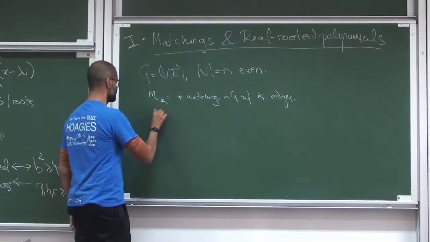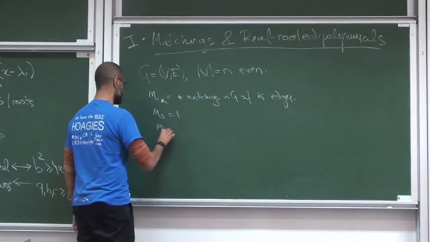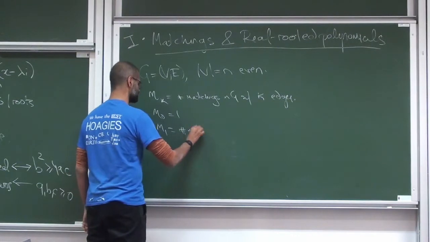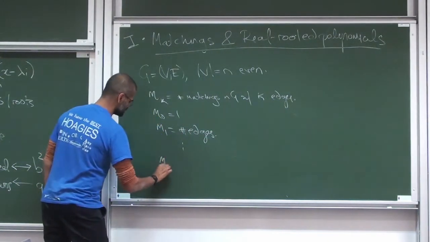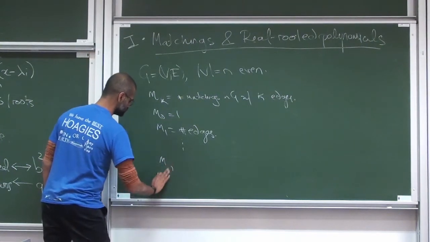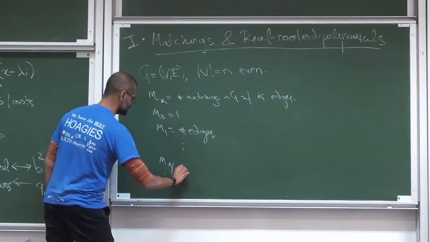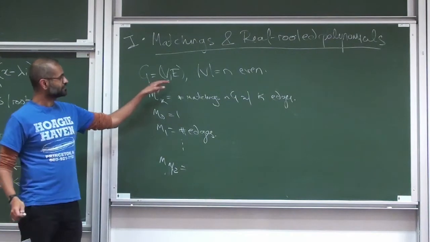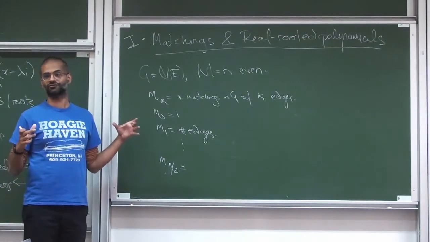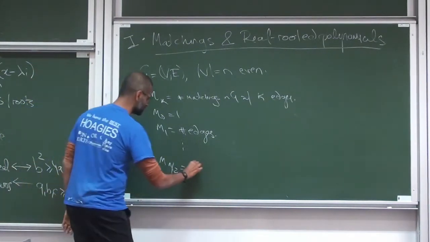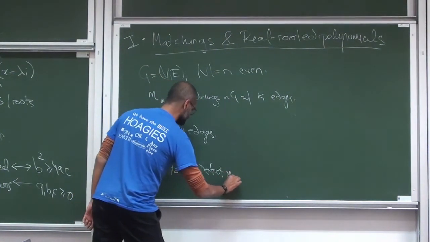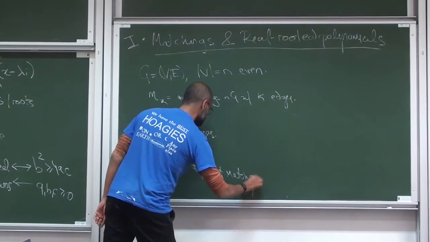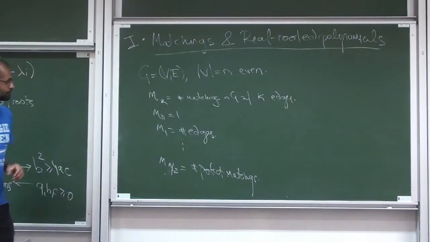So in particular, M_0 is just 1, and M_1 is just the number of edges, because every edge is a matching with one edge. This is going to go up to n over 2, potentially. Now, the graph has n vertices, so a matching with n over 2 edges is a perfect matching. So M_{n/2} is the number of perfect matchings.